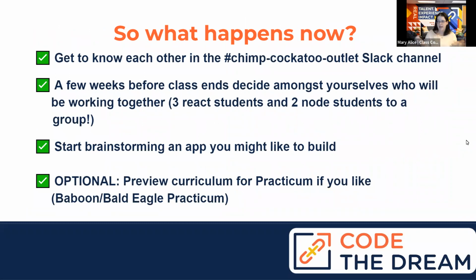All right, so what happens now? The primary focus from now to the end of class is just getting to know each other. You can use the Chimp Cockatoo Outlet Slack channel. If you all would like to meet on Zoom, I've got some prompts that help promote dialogue about different technical things, so we can also have that as an option. A few weeks before class ends, you'll decide amongst yourselves who's working in your group. So you'll form groups on your own, as far as who you'd like to work with. 3 React students to 2 Node students is what you want to keep in mind.